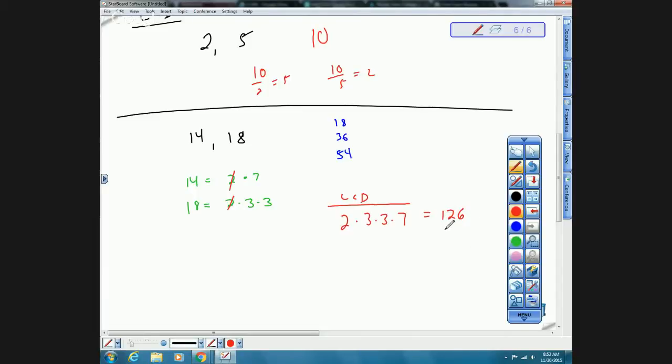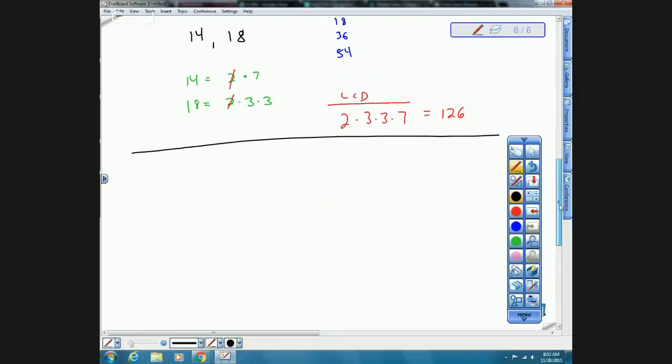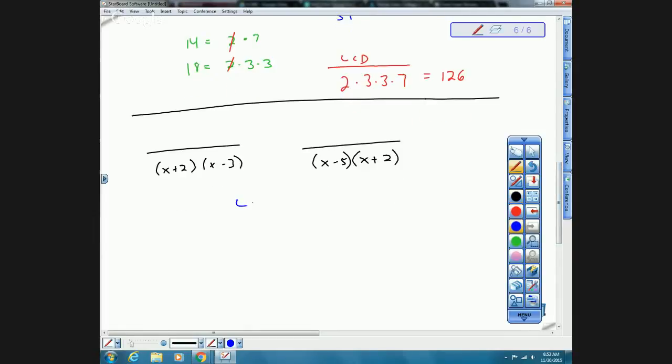Okay, so when we get into the tougher LCDs, that's exactly what we're going to do. We're going to break it down. We're going to factor it. We're going to write what they share once, and then write everything that's left over. So what I mean by that is, if I had 2 problems and one looked like this, okay, I'm not worrying about the numerator because all we're doing right now is talking about the LCD.